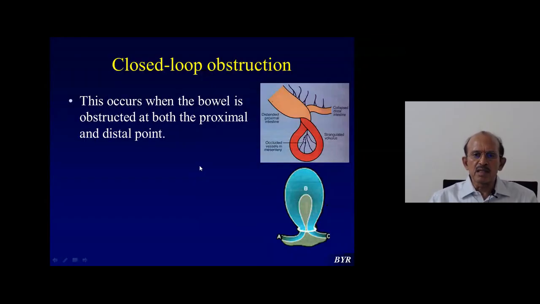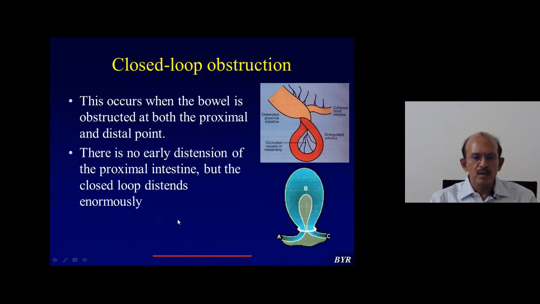Now let us study the pathological features of closed loop obstruction. This closed loop obstruction occurs whenever the bowel is obstructed at both the proximal and distal points. So this is a loop, this is the proximal point and this is the distal point. When both the points are occluded, then it can produce closed loop obstruction. Here, the proximal loop is not distended so much, but the closed loop, that means this loop which is involved, distends enormously.